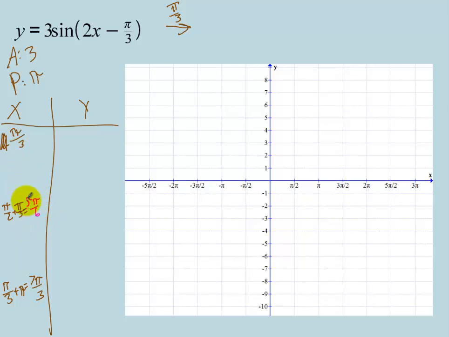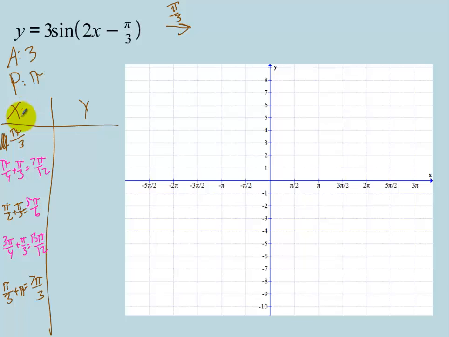Now, halfway between these two, instead of being at pi over 4, it's going to be pi over 4 plus pi over 3, which is 3 pi over 12 plus 4 pi over 12, 7 pi over 12. And between this key point here, we're going to have 3 pi over 4 plus pi over 3. So that's going to give you 9 pi over 12 plus 4 pi over 12, which equals 13 pi over 12. All right, those are a little bit more complicated this time, right? But we can still figure those out.